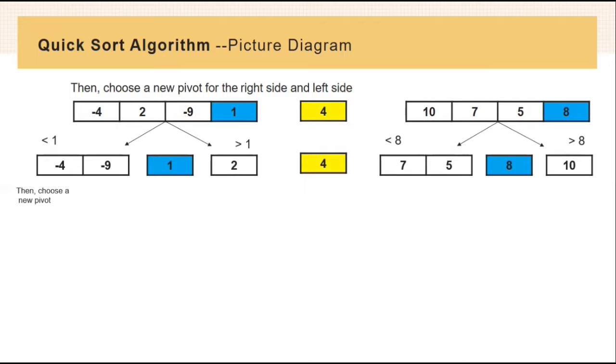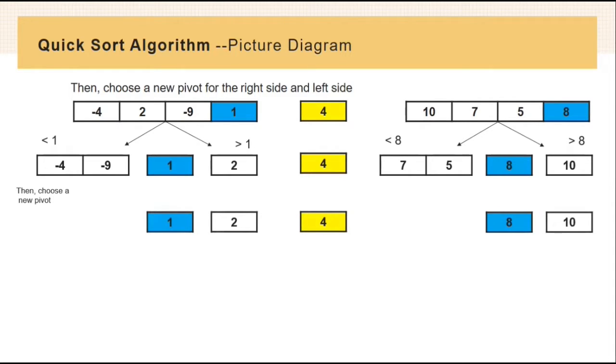But first, we need to put numbers 1, 2, 4, 8, and 10 in their position. Then we choose -9 and 5 as the new pivot for each side. Then we put the numbers 1, 2, 4, 8, and 10 in their position again.